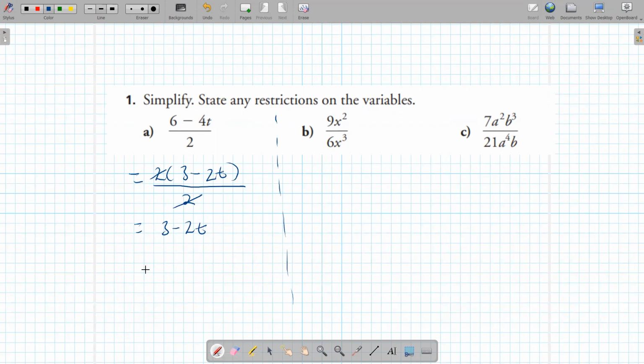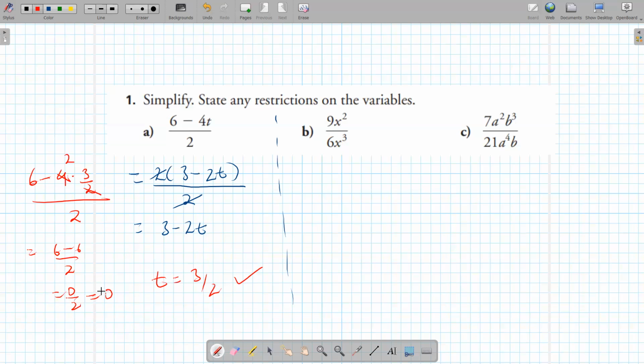T can't be 3/2. Good try, but wrong, because restrictions is strictly for the denominator. Let's try with 3 over 2, and see if we get something weird. By weird, I mean something over 0. If t were 3 over 2, this goes into this twice, and you'll have 6 minus 6 over 2, which is 0 over 2. It is 0.